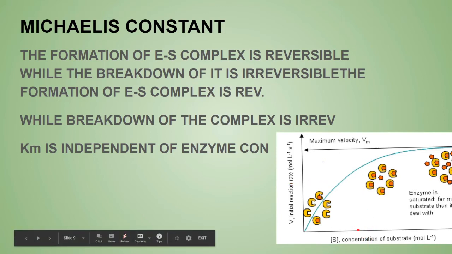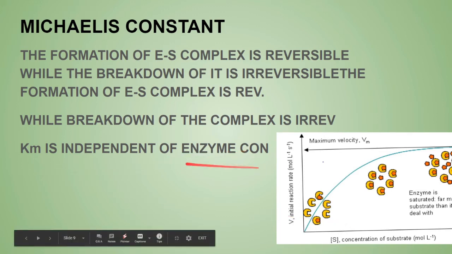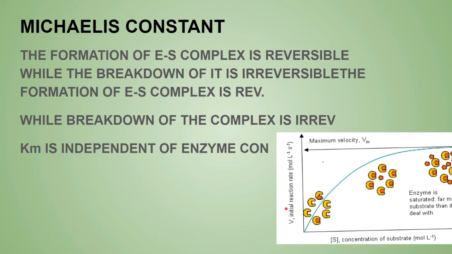So remember, Km is independent of the enzyme concentration. Very important. Whatever amount of enzyme we add will increase the Vmax and the velocity, but it will not affect the Km value. It will remain the same. Thus, irrespective of enzyme concentration, 50% of the molecules are bound to the substrate at that particular substrate concentration. The lower the numerical value of Km, the higher the affinity of the enzyme for the substrate. For example, glucokinase has a Km value of 10 millimoles per liter, but hexokinase has a Km value of 0.05 millimoles per liter.